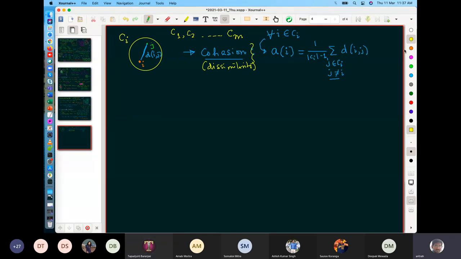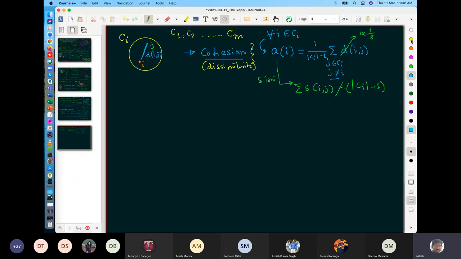Yes, sir. You can also call it a similarity if you make it proportional to 1 by d. If you take s as the similarity index, it will be 1 by d, so it will also be the cohesion. You can easily change it to cohesion by taking the similarity index instead of dissimilarity, divided by the size of Ci minus 1. Let's say this is my ai, the similarity or the cohesion thing intact.